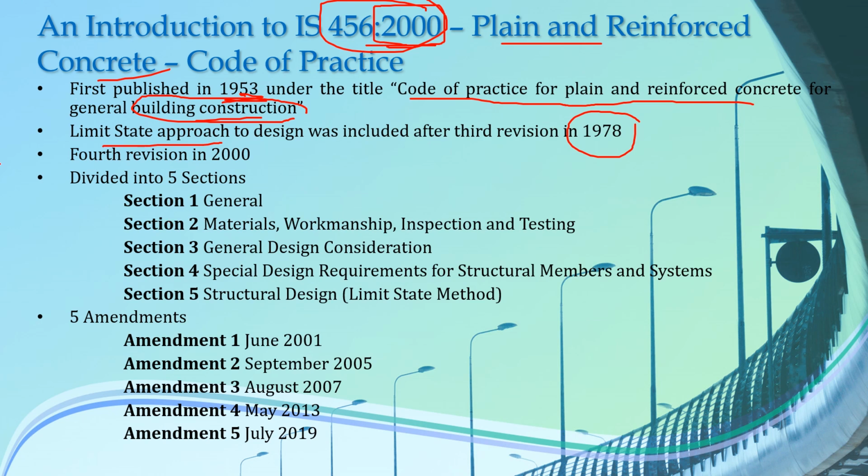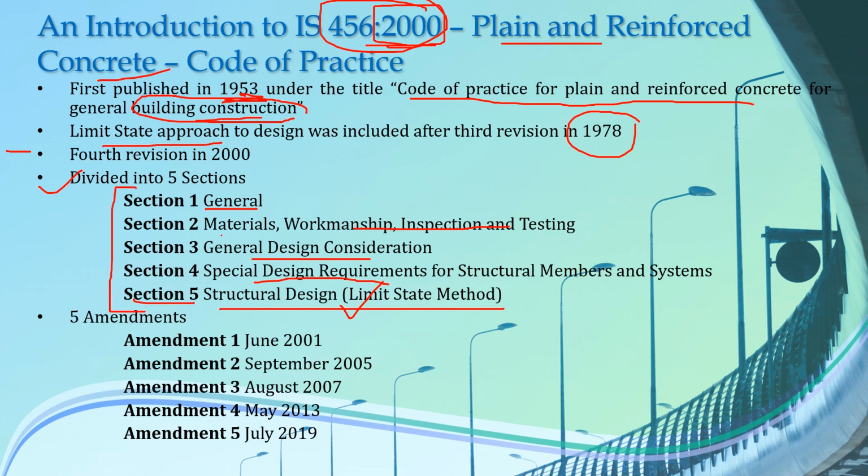So this code is divided into 5 sections. Section 1, general. Section 2 talks about the material, workmanship, inspection and testing. General design considerations are given in section 3. Special design requirements for structural member and systems are given in section 4, whereas the structural design including the limit state method has been discussed in section 5.